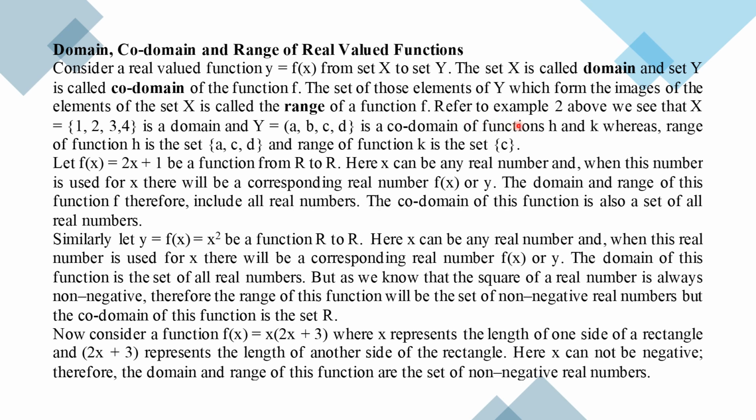We studied this in the last lecture, example number 2 in the last slides. If you haven't watched it, then you must watch lecture number 2. We have the example where x equals 1, 2, 3, 4 is the domain, and y equals a, b, c, d is the codomain of functions h and k. The range of the function h is the set {a, c}, and the range of the function k is the set {c}.